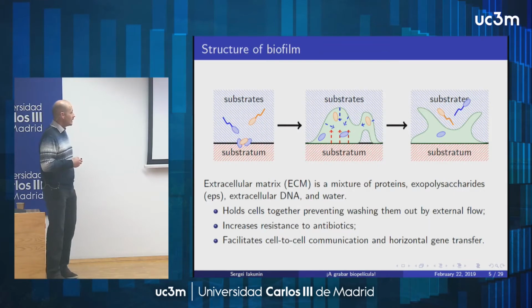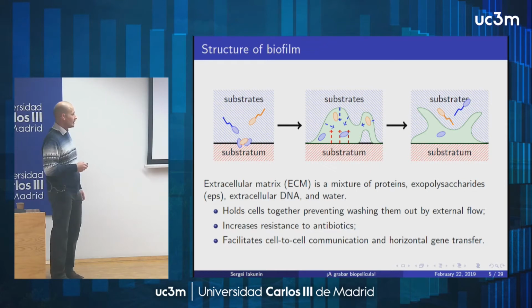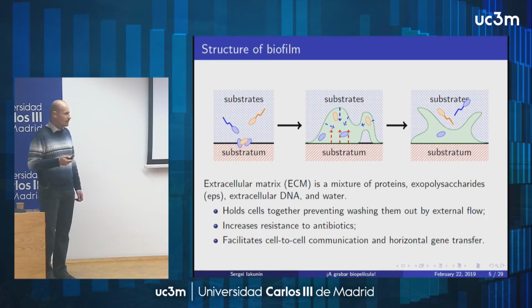Despite this variety, the formation of a biofilm usually follows a general scheme. It starts when a few planktonic cells, which can be from different species, attach to a surface. Next, bacteria change their phenotype, lose motility, and start to consume nutrients from the substratum below and substrates in the bulk fluid to produce extracellular matrix. The extracellular matrix is a mixture of proteins, exopolysaccharides, extracellular DNA, and water, and it's the main feature which distinguishes biofilms from isolated cells.